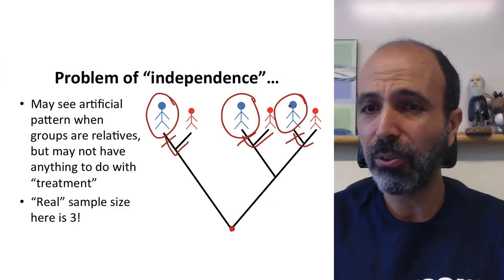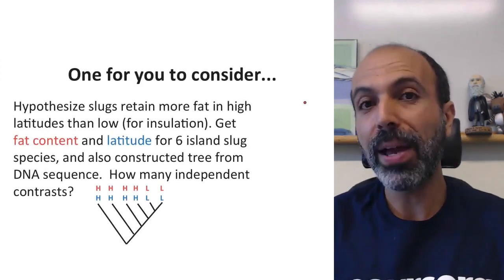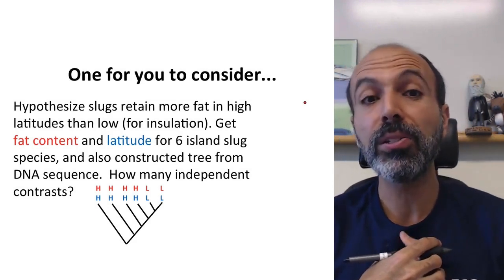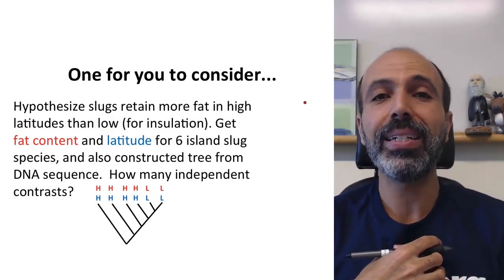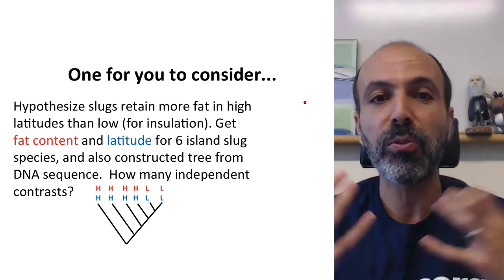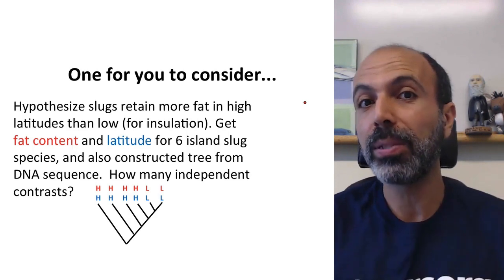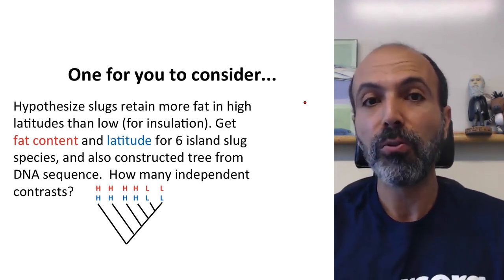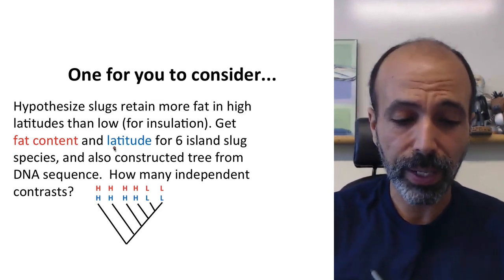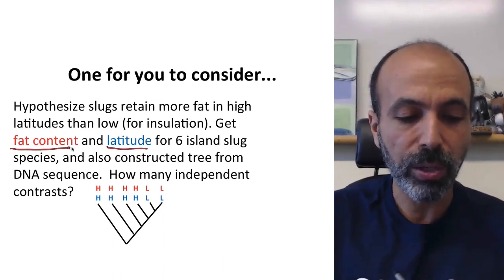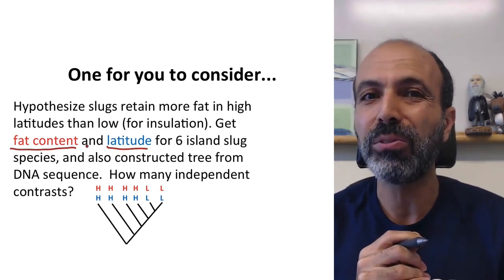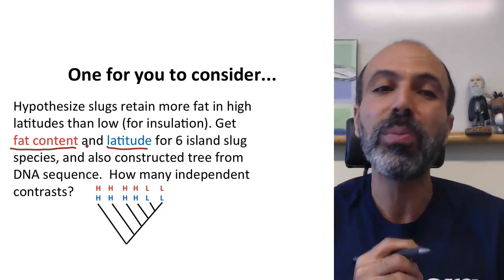So let me give you one for you guys to consider. Imagine a hypothetical scenario that you want to test that perhaps slugs retain more fat in high latitudes, potentially because they're colder, than in low latitudes, and maybe they do this for insulation. So what you've done is you've sampled 6 island slug species, 4 of which are from high latitudes, 2 from low latitudes. Okay, you've sampled them from their latitude and you know their fat content, and then you've gotten DNA sequences and you constructed an evolutionary tree using some of the methods from the preceding video.